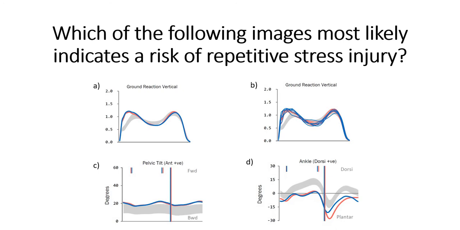Pause, have 1 minute. Which one do you think? And I would emphasize with this question, which is most likely. There might be 1 or more images that would suggest a risk of a repetitive stress injury, but there's one that is most likely going to indicate it.